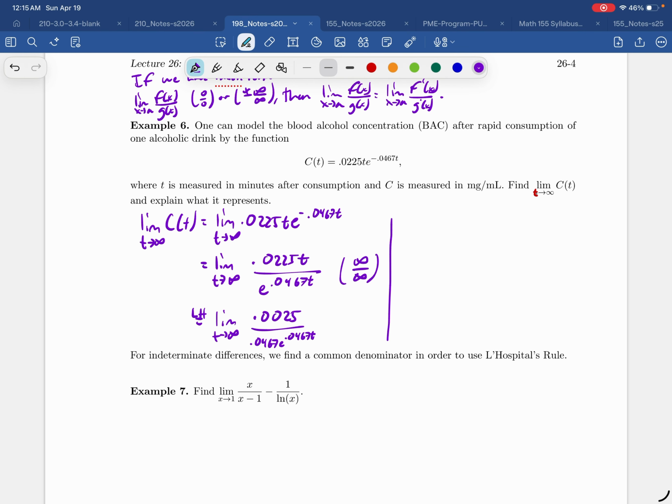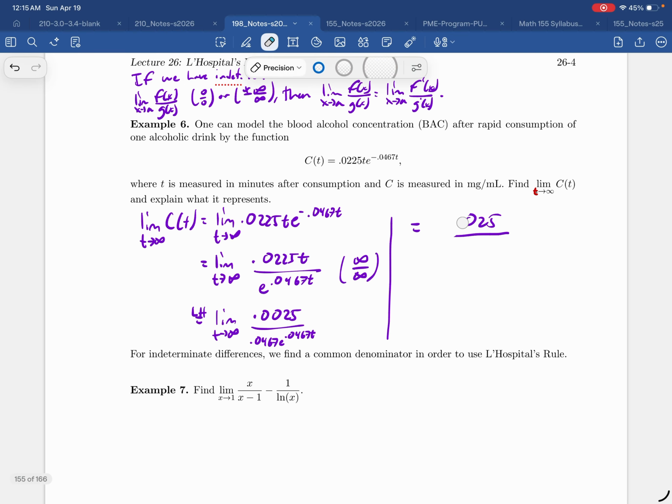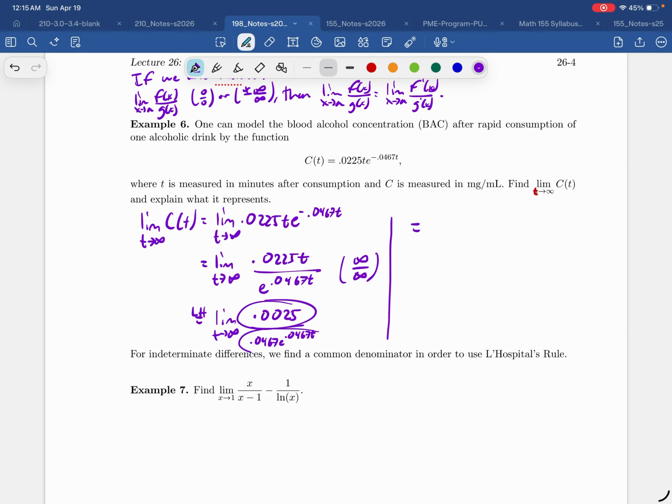And at this point, we can take the limit. And we're just going to get 0.0025 all over, well, actually, it's going to be over a big number. So actually, I think we can erase this. We have a constant over a number that gets bigger and bigger. Slowly, but it gets bigger and bigger. So this winds up being 0. Let me actually stick it over here.